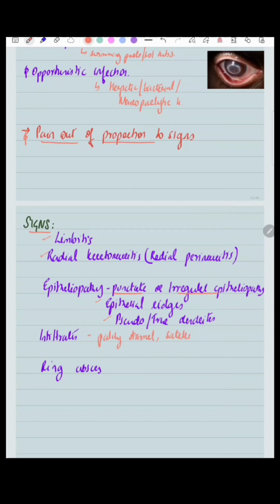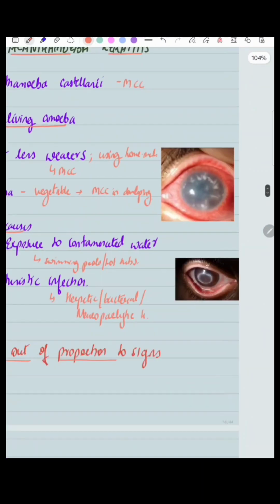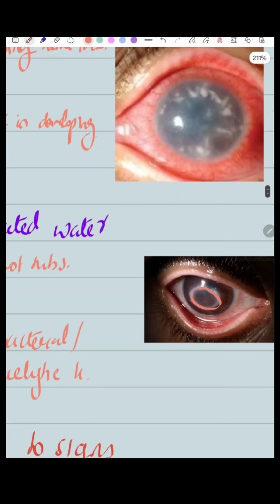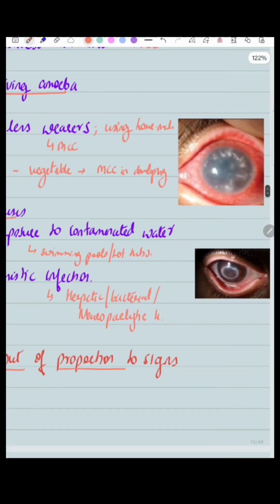satellite, central or paracentral. Ring infiltrates can be seen. Then ring abscess can be seen. This is the ring infiltrate here. This is the ring infiltrate, and here we can see the punctate epitheliopathies or epithelial ridges.